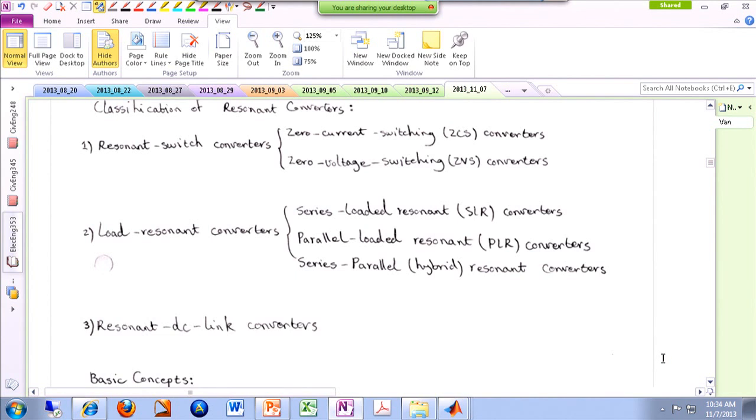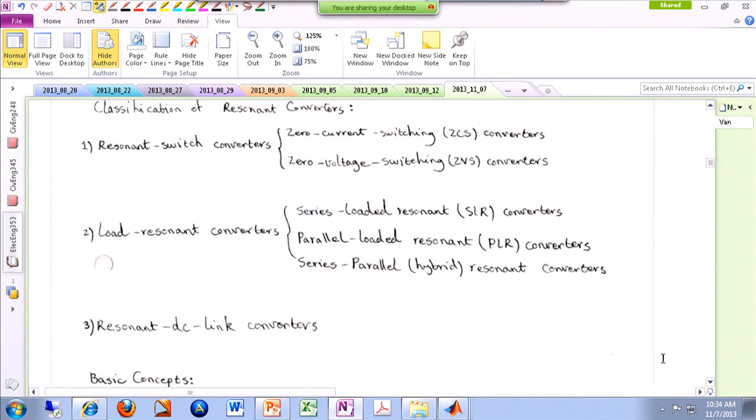One category is called resonant switch converters. That means you are adding a very small cap or a very small inductor around your switches and diodes to provide these ZVS or ZCS conditions. So they're called resonant switch. The switch is contributing in some sort of a resonant circuit. Then there's a category called load resonant converters. That means you are providing this resonant circuit somewhere else, which is around your load, like a resistor, a capacitor or an inductor.